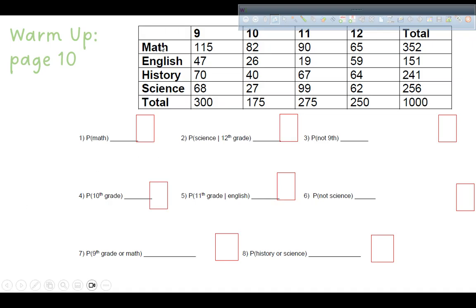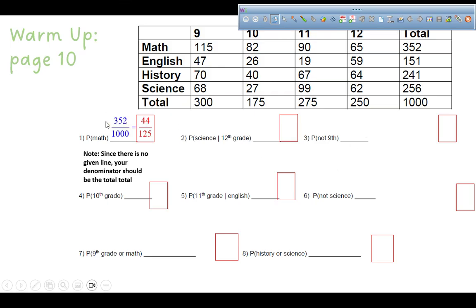So I'm going to go to math, and I'm going to look at the 9th graders, the 10th graders, the 11th graders, the 12th graders, the total. So 352 out of 1,000. And then I reduced that to get the 44 out of 125. Since there's no given line, your denominator should be the big total, the total.